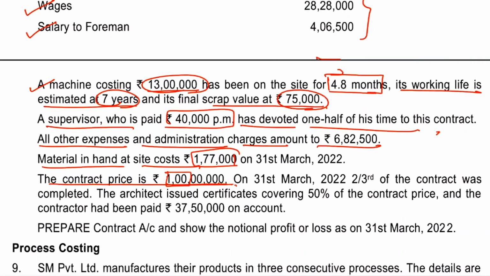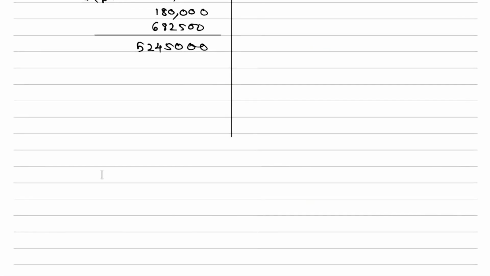100 lakh. But when will you get this contract price? Only when the entire contract is completed, you will get this price. On 31st March, how much contract is completed? 2/3. See, I will write like this. Total. You can write however you like. Total will have two parts. Whatever work you have done.